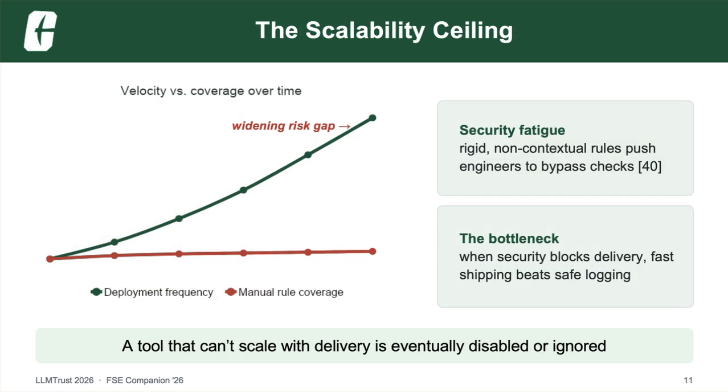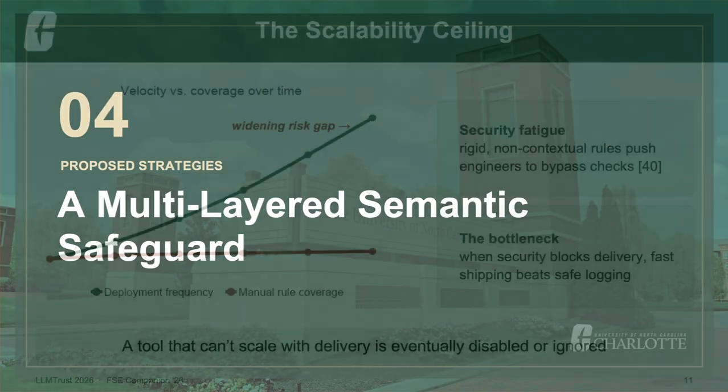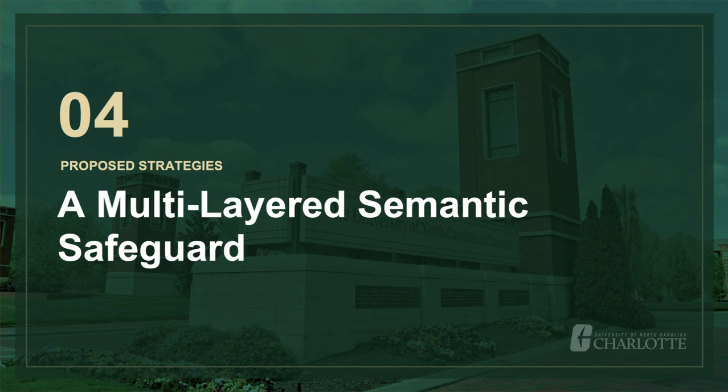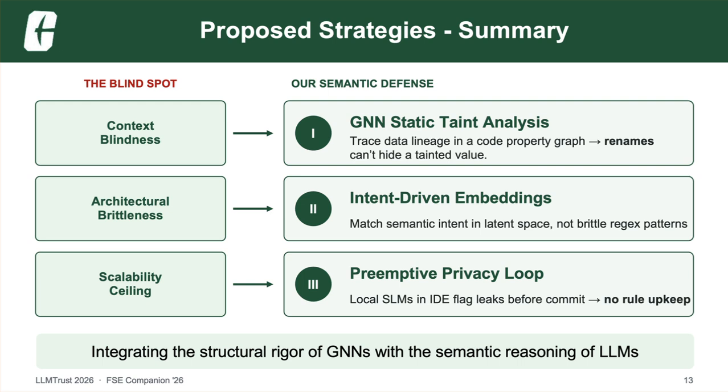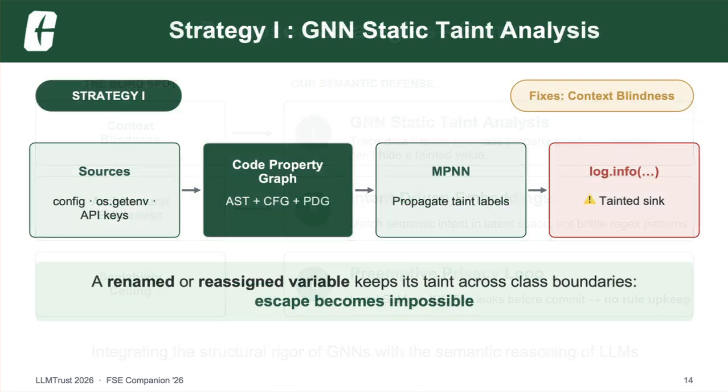Then, as shown in the chart, as deployment frequency scales exponentially, manual rule coverage flatlines. When security processes slow down software delivery, fast shipping inevitably wins, and rigid checks are bypassed or turned off entirely. Now, to eliminate these vulnerabilities, we propose a multi-layer semantic safeguard strategy. By pairing the structural rigor of graph neural networks with the linguistic understanding of large language models, we introduce a three-pronged defense strategy: taint analysis, intent embeddings, and preemptive IDE loops.